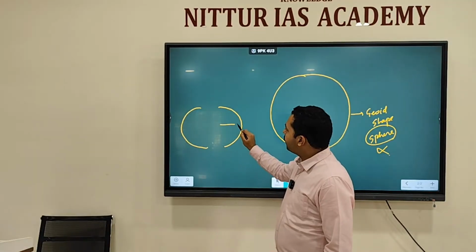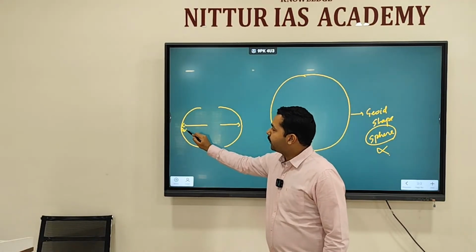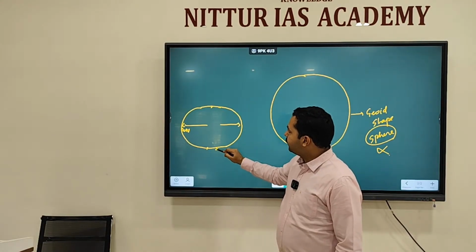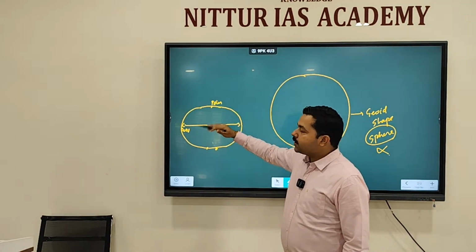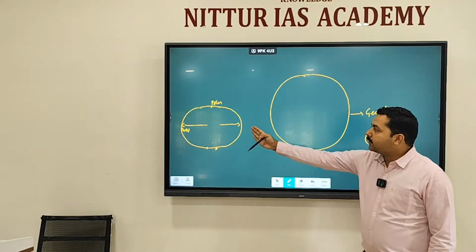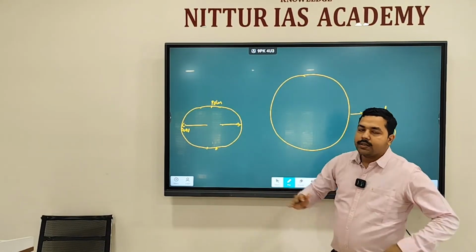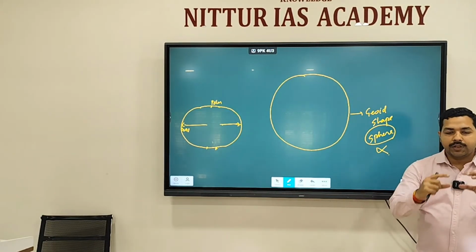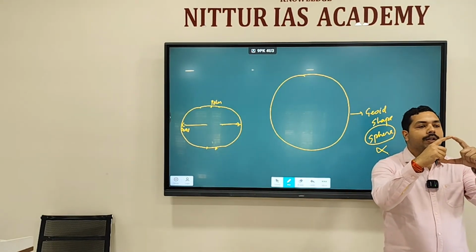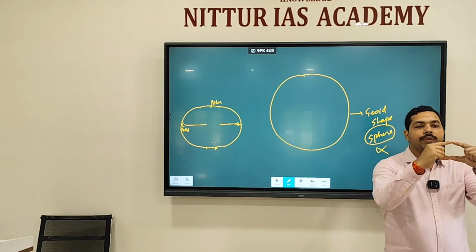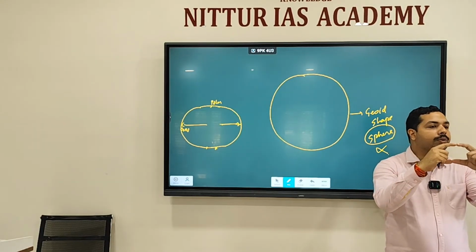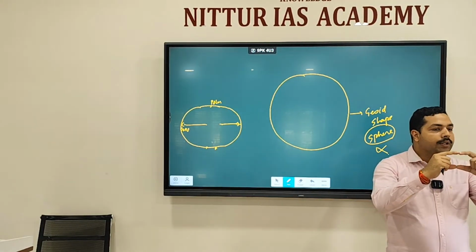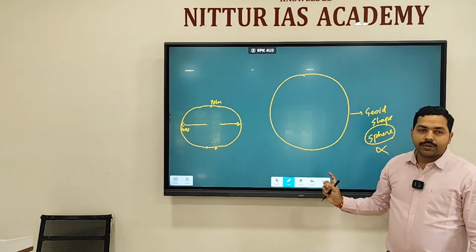It is bulging out at the equator, while it is being flattened where? At the poles. So at the poles you will see flattening, and at the equator you will see bulging out. So it is not a perfect sphere. Let's say this is a sphere. Now if you push it like this, what will happen? It becomes flattened at the poles and bulges out at the equator. So this is the shape of Earth.